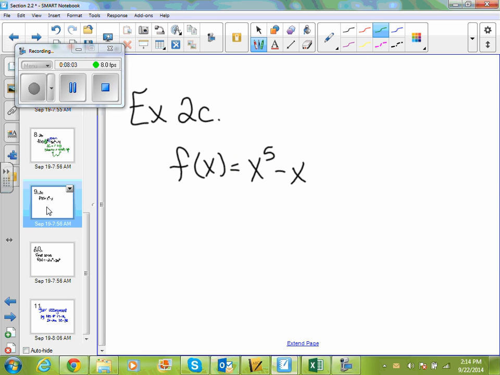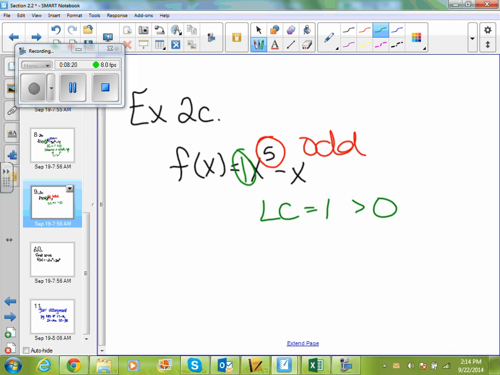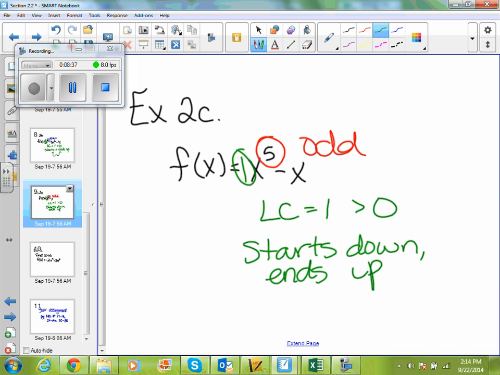Okay, let's look at one more just for good measure since I didn't record the first one. We look at my exponent. My exponent is odd, so I know this is an odd function. I don't have a leading coefficient, which means that there's a leading coefficient of 1. 1 is greater than 0. So this is going to be an odd function that starts down because it's greater than 0 and ends up. So it looks something like that when it's graphed.